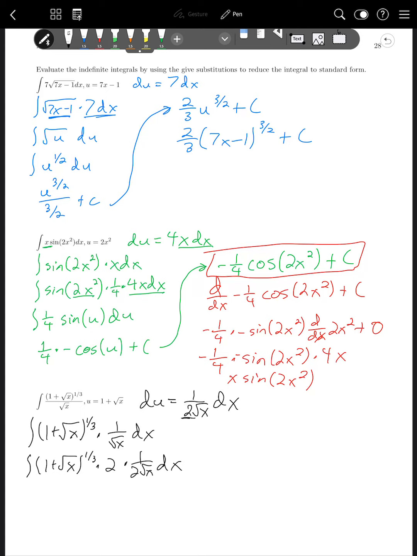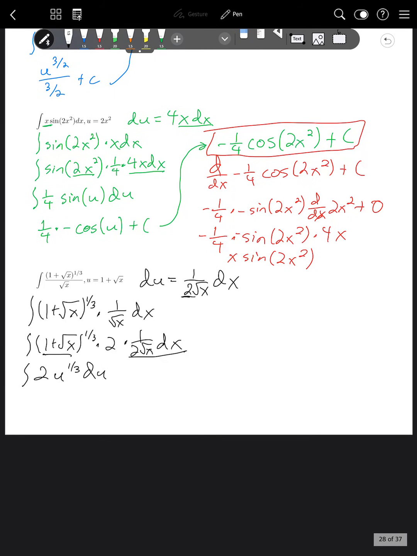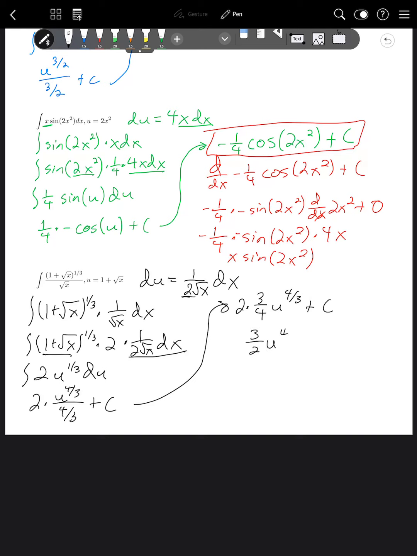And so now we can substitute. So this would be 2 times u to the 1/3 du, right? Because this is du, this is u, and so we still leave the 1/3 power and the 2. And so now we can do the antiderivative. So for the antiderivative of u to the 1/3, you just add 1 to the exponent. So this is going to be 2 times u to the 4/3 over 4/3 plus c. So that's 2 times 3/4 u to the 4/3 plus c. So that's 3/2 u to the 4/3 plus c.